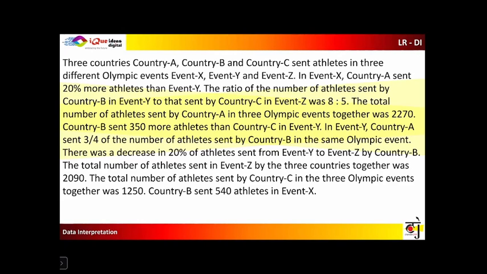No idea what's going on, how to proceed, totally stuck. No idea how to start. What is the data given? Three countries, 3 events, each country has something related to each event. So what type of representation is the easiest way to put such data? So create a table.